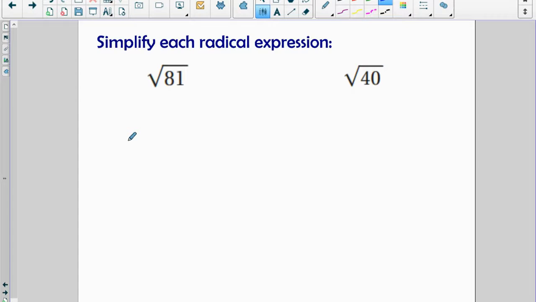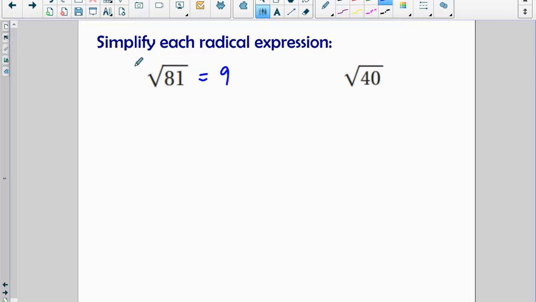So let's go ahead and practice by looking at a couple of examples. Simplify each radical expression. Our first example says the square root of 81. Now you might remember that 81 is actually one of our perfect squares. It's the result of 9 times 9. So the square root of 81 is exactly 9.